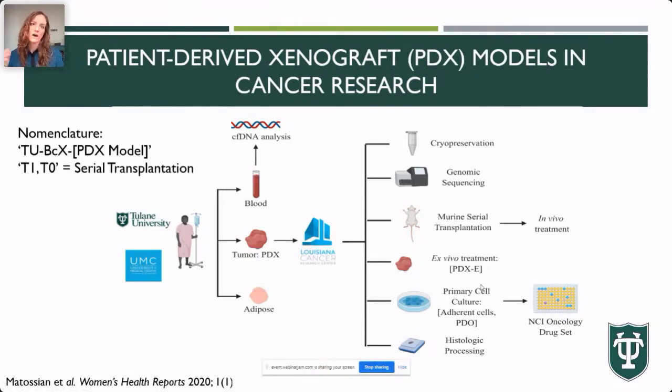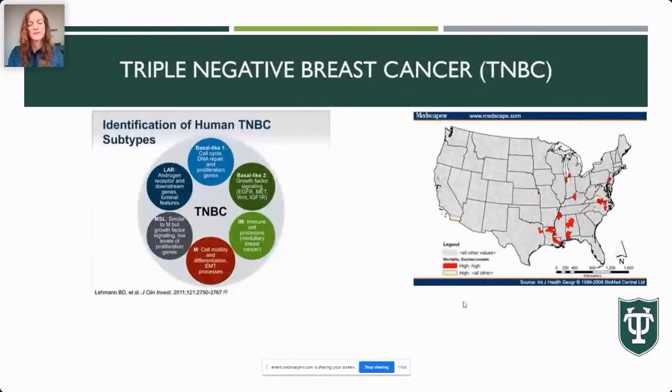Our nomenclature is as follows, as you'll see throughout this presentation. We use TU-BCX and then the specific PDX model name. And then following that, you'll see T1 or T0, and that's demonstrative of the serial transplantation in a murine model, with T0 being the original tumor, and T1 being exposed to mouse tissue one time, after one passage, etc.